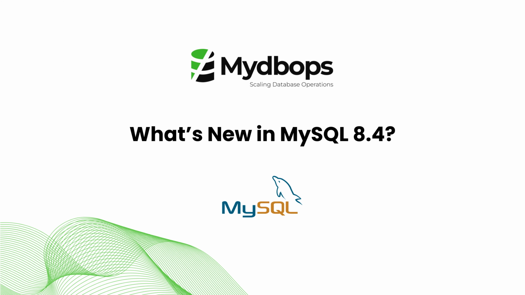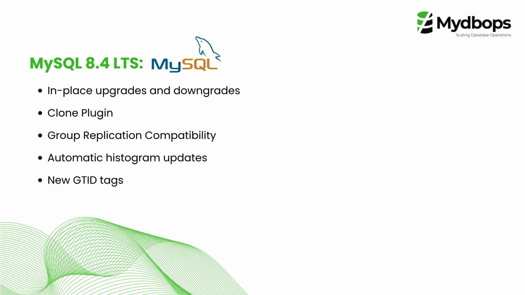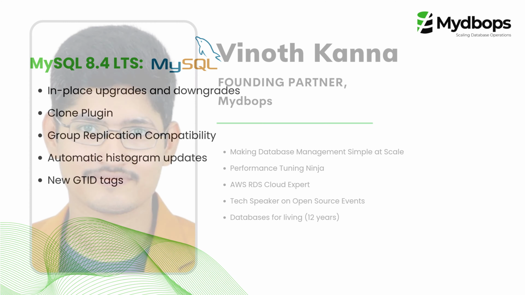We are very excited to have you join us for this informative webinar on what is new in MySQL 8.4. Today, we will highlight some key new features of MySQL 8.4, including in-place upgrades and downgrades, clone plugin, group replication compatibility, automatic histogram updates, new GTID tags, and so on. As we go through the session, please feel free to drop your questions in the chat box as they come to mind, and we will address them right away.